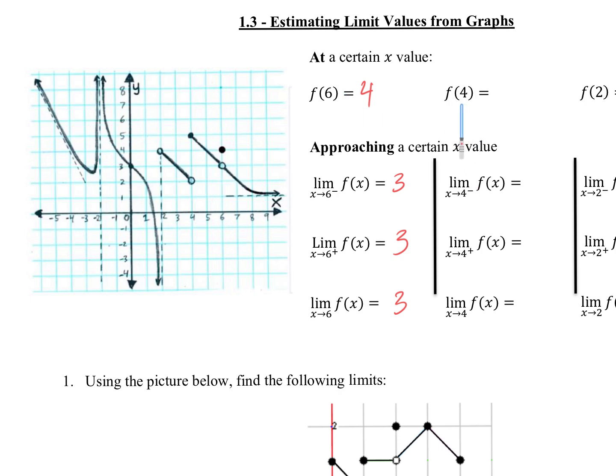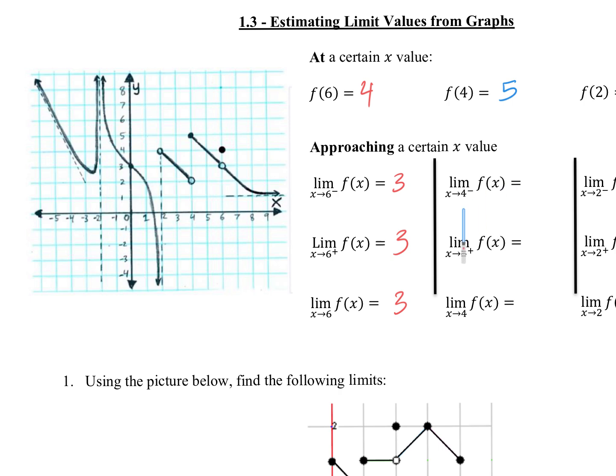Let's go try f of 4. What's f of 4? Careful. What's the y value when x is 4? Isn't it 5? Yep. Exactly, it's because the circle is closed. Perfect. Limits can exist at an open circle. Points cannot. Great question.